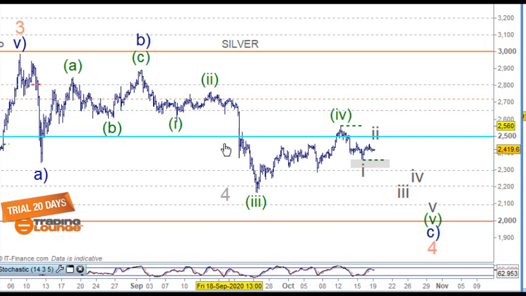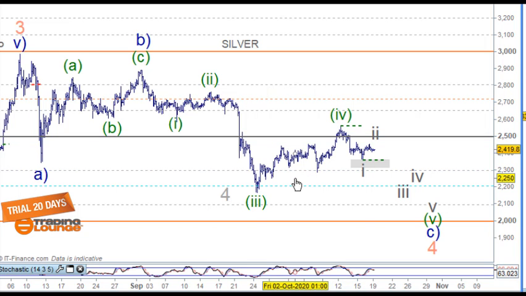So we need to take a closer look at this here. Now, I know that this can be counted in 5 waves to the upside, in terms of 1 and 2 here and 3 here, then an A and a B and a C here is an expanded flat for wave 4, but it does overlap wave 1 at that point. Is that here nor there? And then wave 5 to the upside.